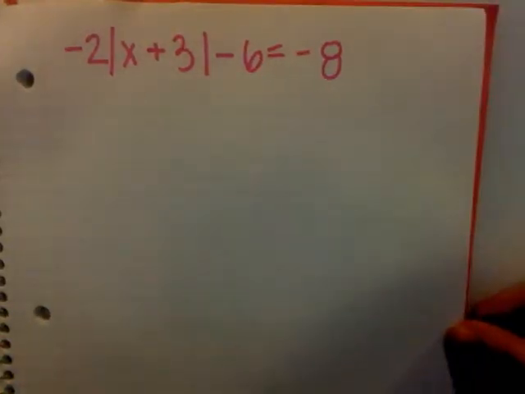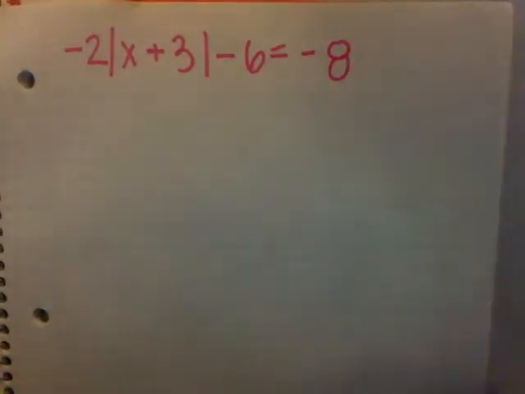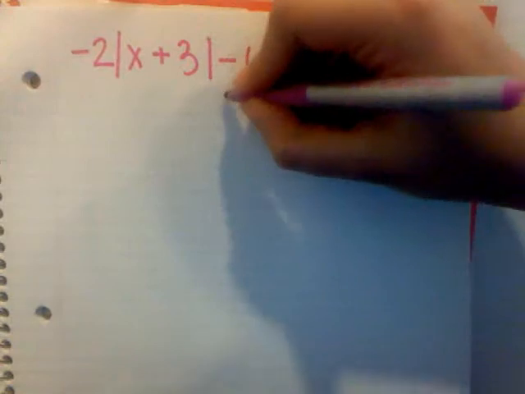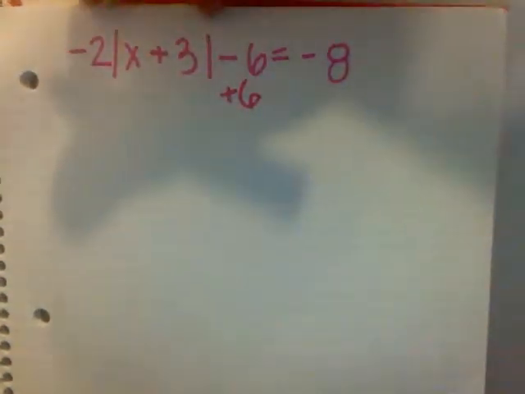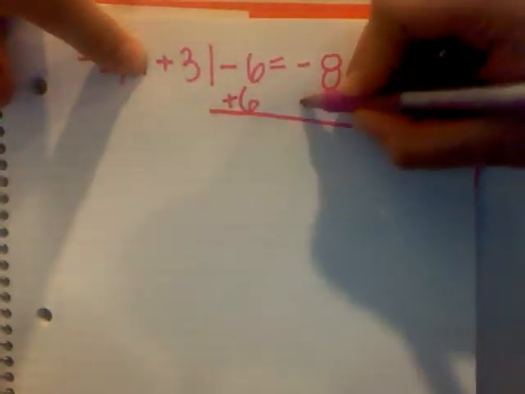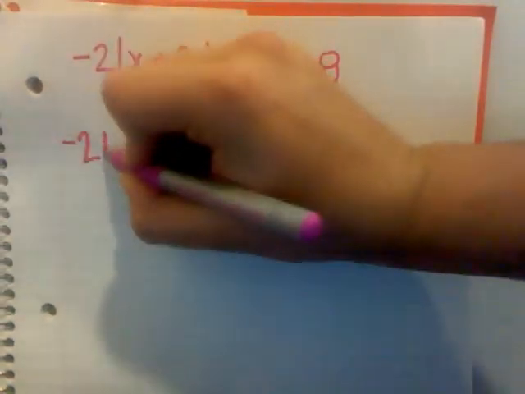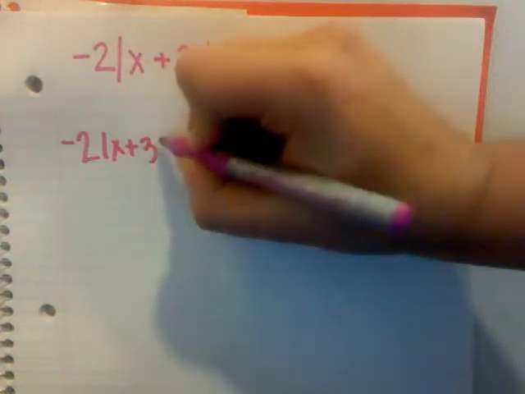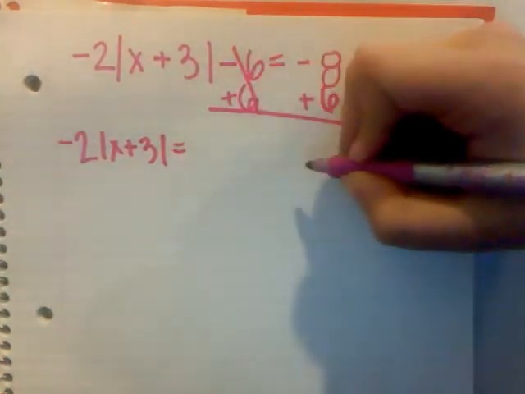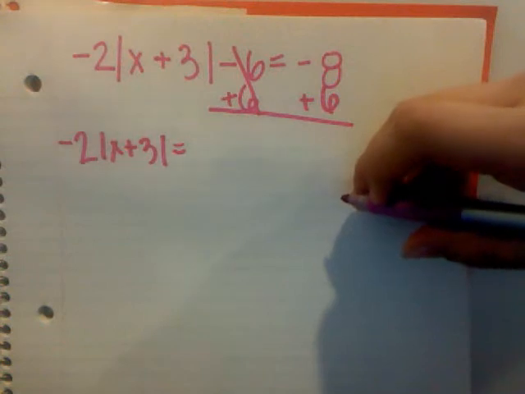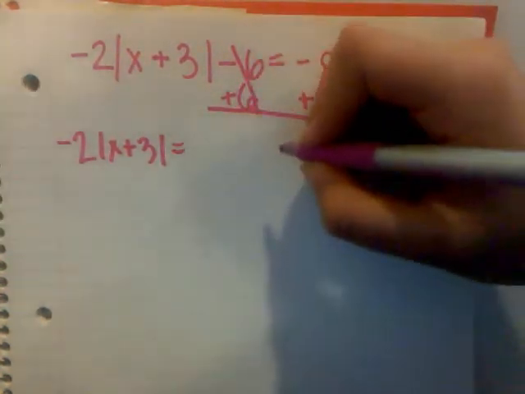Okay, we have negative 2 absolute value of x plus 3 minus 6 equals negative 8. So the first thing we're going to do here is add the 6. Remember, we want to isolate this. So we're going to add the 6 and get rid of that first. Everything's going to come straight down. This cancels out, and negative 8 plus 6 equals negative 2.